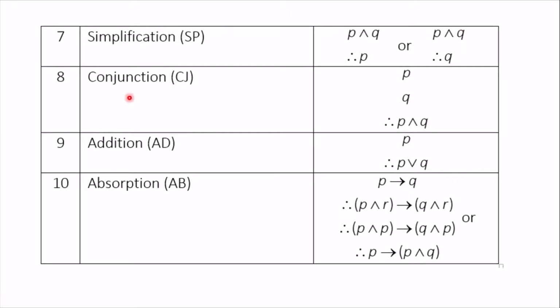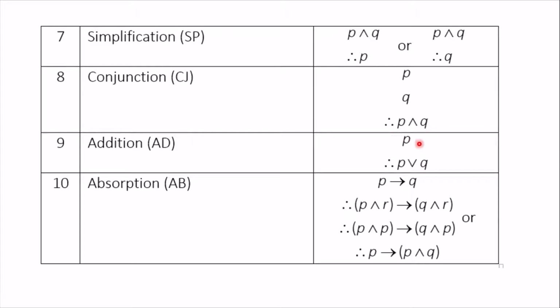Now, we have also what we call the conjunction. In this rule, in conjunction, we have two statements. If these two premises are true, then we can conjunct the two statements to arrive at the conclusion here. So, we have P and Q since these two premises are true. So that's conjunction.